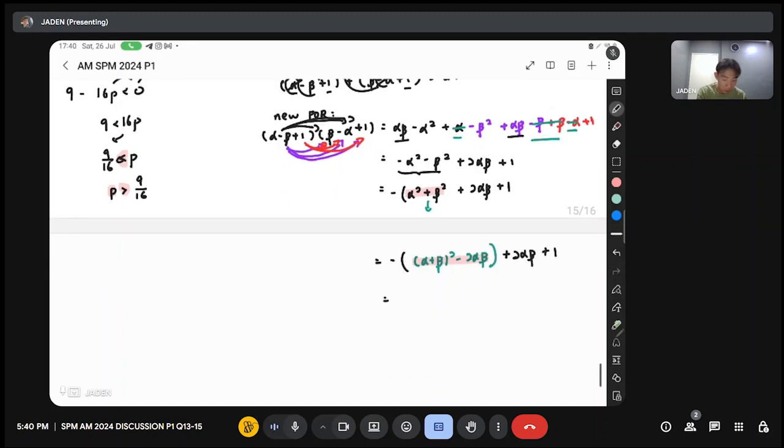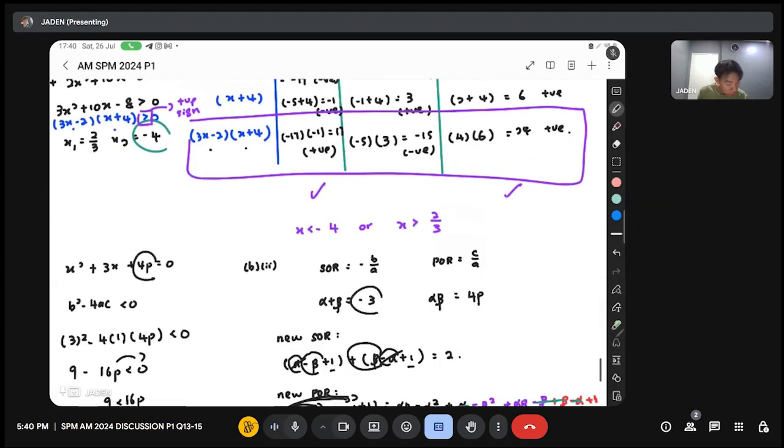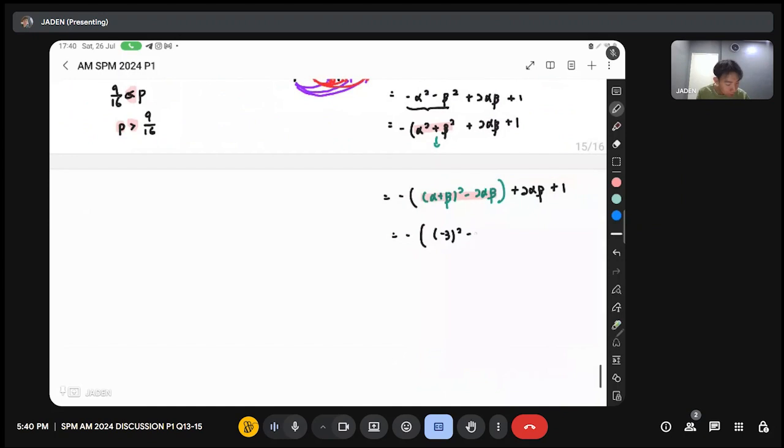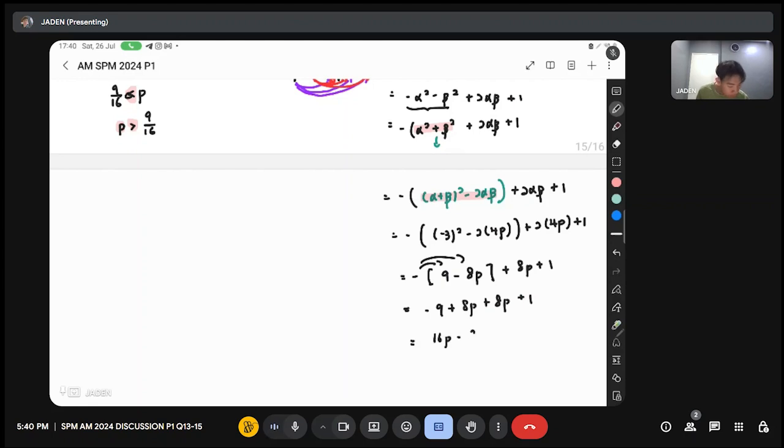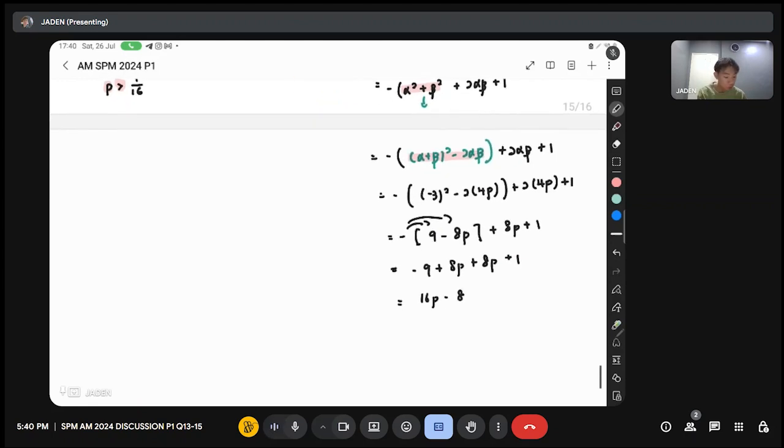I'm going to just directly substitute the values here. So negative bracket alpha plus beta, that will be this one, negative 3. So negative 3 squared minus 2 alpha beta, it's 4p, I remember that. Close bracket, plus 2 times 4p, and then plus 1. So over here, you want to continue. Negative 3 squared is 9, minus 8p, and then this is plus 8p plus 1. So expand the bracket: negative 9 plus 8p plus 8p plus 1, you get 16p minus 8. All right, you get 16p minus 8 for your new POR.